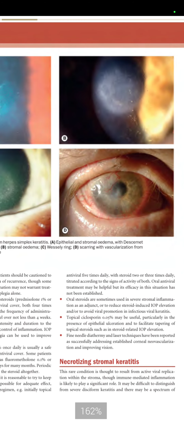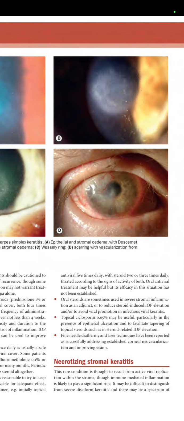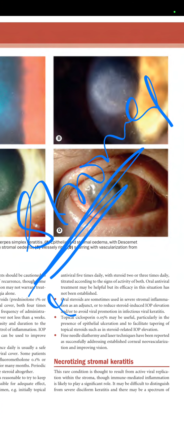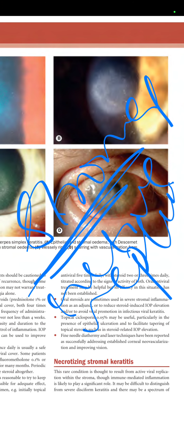So what he is basically saying is, what is a necrotizing stromal keratitis? It is basically when there is active viral replication within the stroma, and it is very difficult to diagnose because the clinical signs are very similar and tend to be, you can say, overlapping each other.